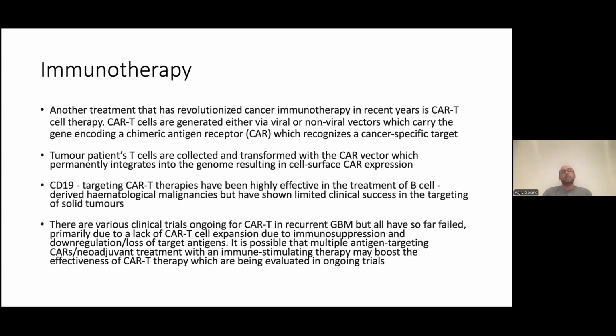In terms of immunotherapy, another treatment that has revolutionized cancer immunotherapy in recent years is the CAR T cell therapy. So CAR T cells are generated either via viral or non-viral vectors, which carry the gene encoding the so-called CAR, or the chimeric antigen receptor, which recognizes a cancer-specific target. So from tumor patients, T cells are collected and transformed with this CAR vector, which permanently integrates into the genome, resulting in the cells of the patient giving stable expression of the CAR.